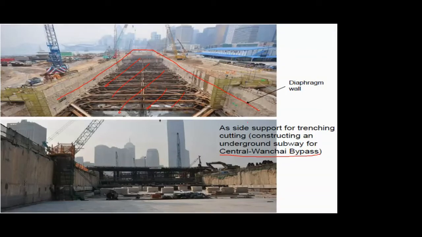A diaphragm wall also acts as a support for your trench cutting. Trench cutting is a technique for opening up an area and then again filling it. So you cut the area, you remove the soil, and then you again fill it back to normal.